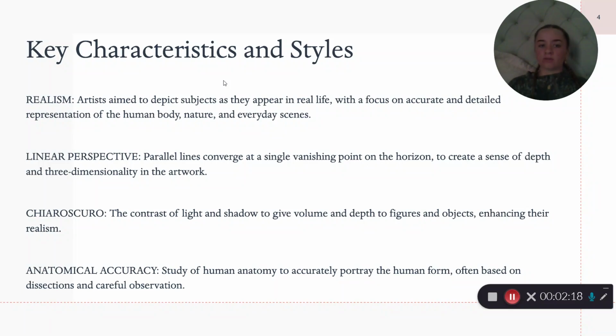Linear perspective. Parallel lines converge at a single vanishing point on the horizon to create a sense of depth and three-dimensionality in the artwork. Pardon me if I say this wrong. Chiaroscuro. The contrast of light and shadow give volume and depth to figures and objects, enhancing their realism.